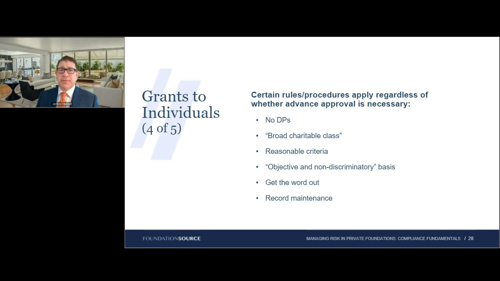And logically, the foundation has to develop a means to publicize the program. After all, if no candidates are referred to the foundation and nobody applies for help because the only ones who know about the foundation's program are the foundation's own officers and directors, then how can you say that the grantees are selected from a broad charitable class? Because the list would be a finite group, only those folks that are known to the board and officers. That's pretty finite. And finally, the foundation has to maintain detailed records with respect to the program.